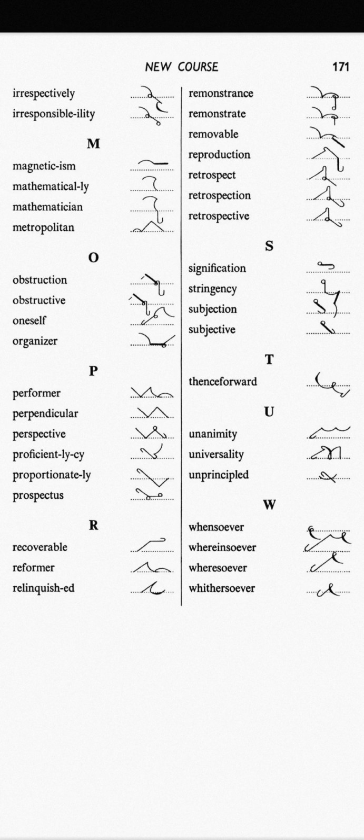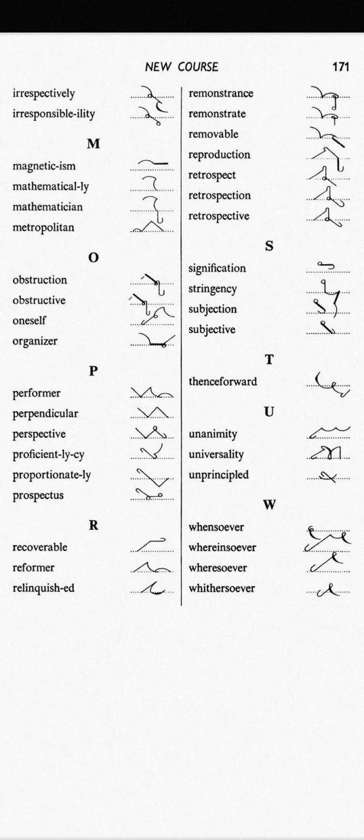Reproduction: upward R on the line, PR stroke on the line, D stroke with shun hook through the line. Retrospect: upward R on the line, TR stroke on the line with S circle with P through the line. Retrospection: upward R on the line, TR stroke on the line, S circle, P with shun hook through the line. Retrospective: upward R on the line, TR stroke on the line, S circle, P with V hook through the line.